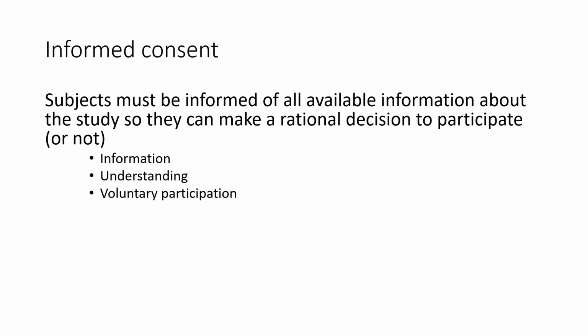Next one, informed consent. This is where the subjects must be informed of all available information about the study so that they can make a rational decision whether to participate or not. So the information must be there. But not only must the information be there, it has to be understandable. So you have to write out your informed consent in such a way that the expected participants can understand it. And then there's the final, voluntary participation, and that goes along with the informed consent.